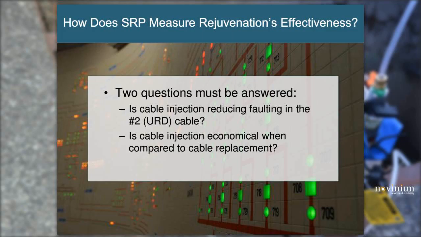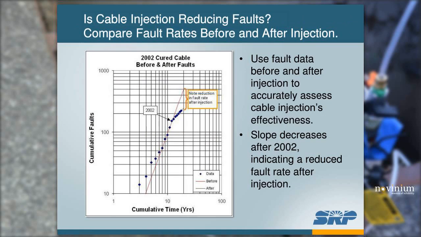When we look at our injected cable, we've got to answer 2 questions. And those questions are we actually getting fault reduction on our injected cable? And if we take that same amount of money and put it towards cable replacement, which is more economical? Is cable replacement more economical, or is cable injection more economical? I'll address the first question regarding fault reduction.